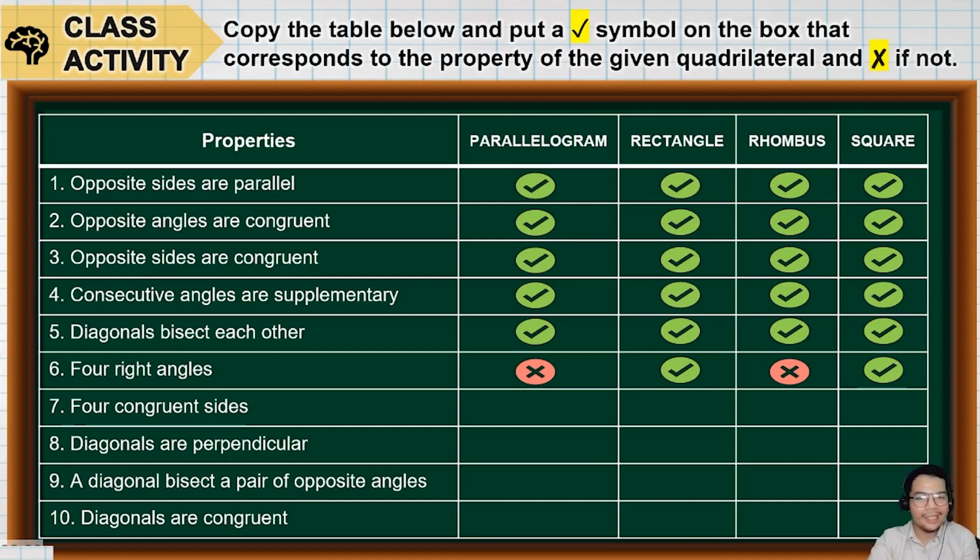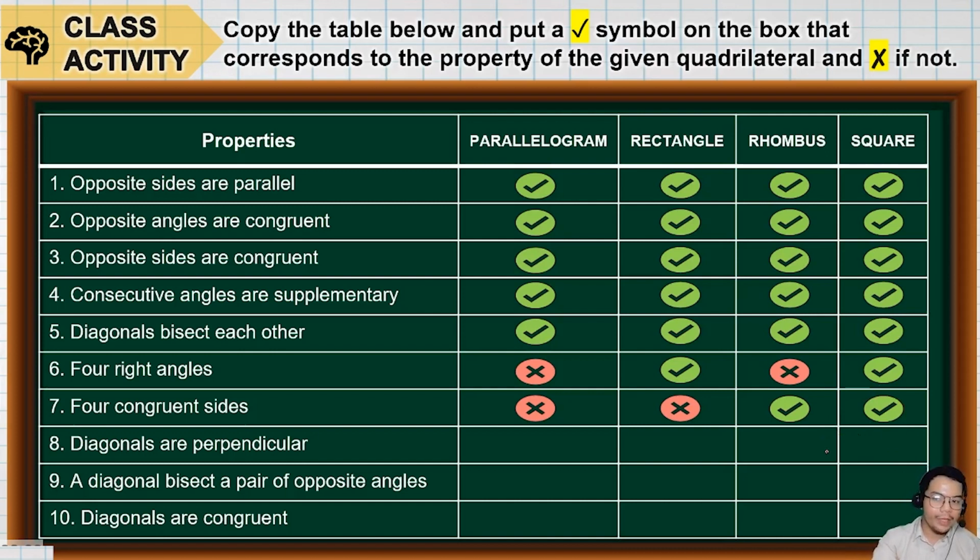Kasi ang rhombus ay itong number 7. Siya yung merong four congruent side. That is how we define a rhombus, not a rectangle and not a parallelogram as well. Although, having four congruent sides is also present in a given square, di ba? Pag square, meron din naman yung four congruent sides. So, may check din siya dyan.